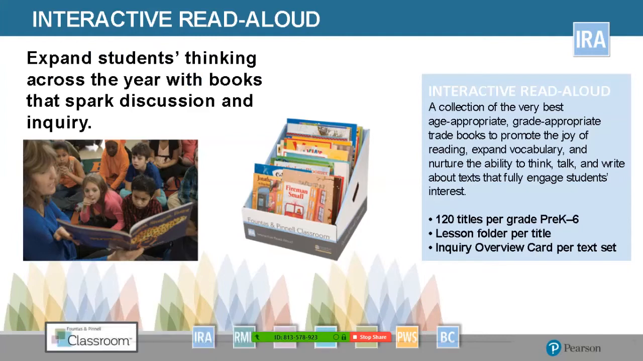So the interactive read aloud is the first one that we're going to explore. This actually has 120 titles per grade, K to 6. Within there, the interactive read alouds are organized in text sets. There are approximately 4 to 5 books that make up a text set, and within each text set, there's an inquiry overview card. That's an opportunity for students to think about how all these books within that text set are connected together.